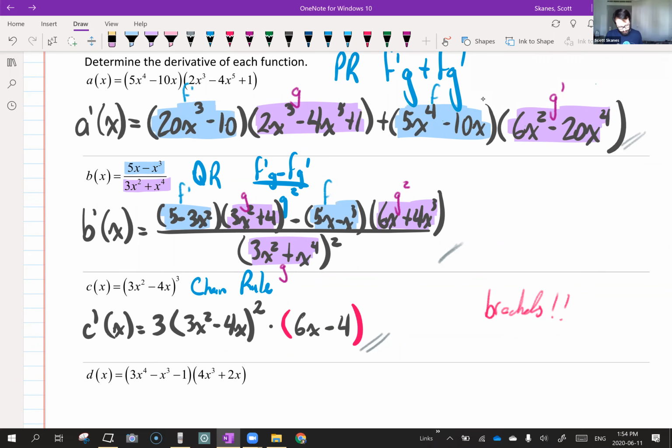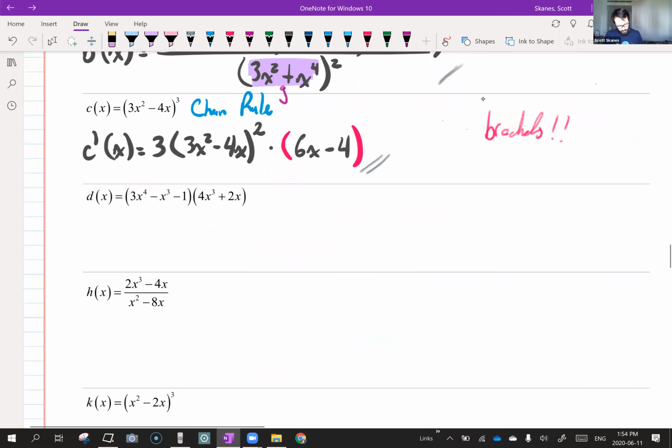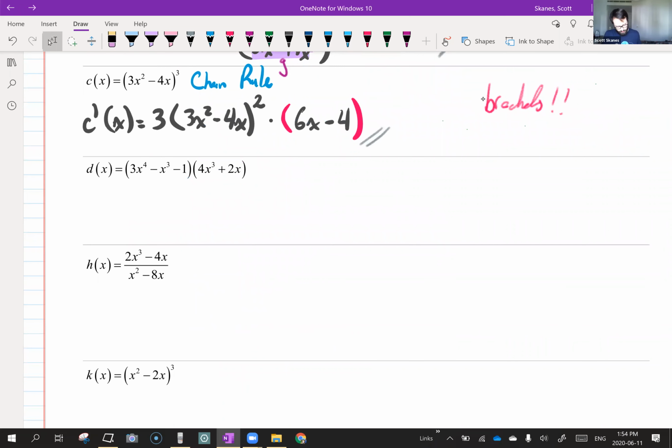Okay, again, stop me if you need me to. This one, again, looks familiar. I have a feeling it's product rule. I'll talk it through. You can try it yourself. I'll do these very quickly.